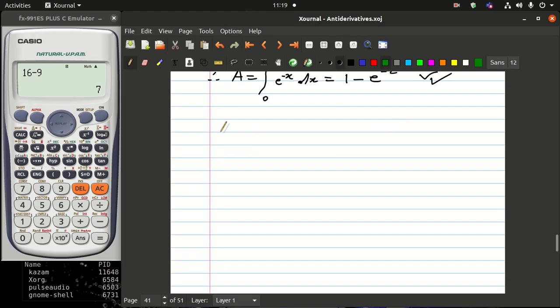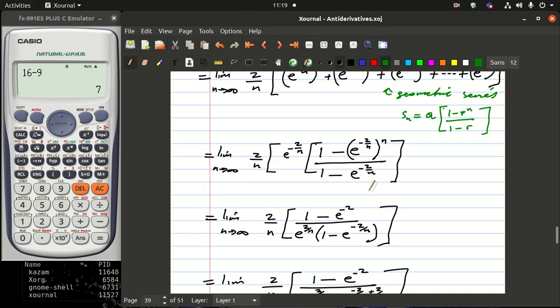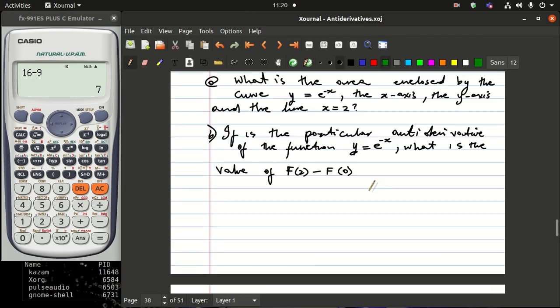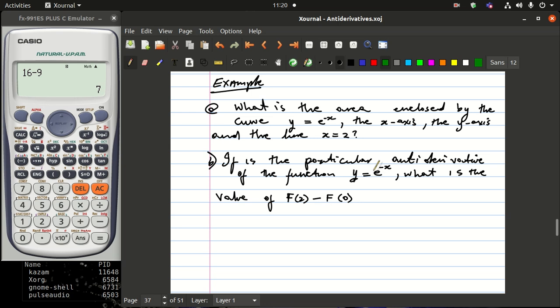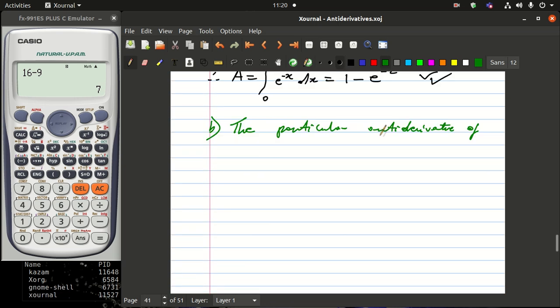Now, let's look at number B. The particular antiderivative of, so let's first look at what we're doing at number B. Number B, we just wanted to find, this is the function. I want to see if what we did is correct. If it is correct, we're supposed to get the same answer.